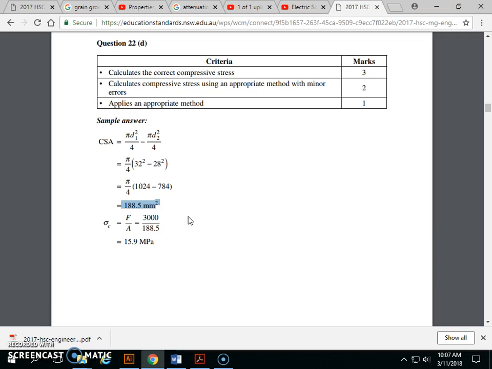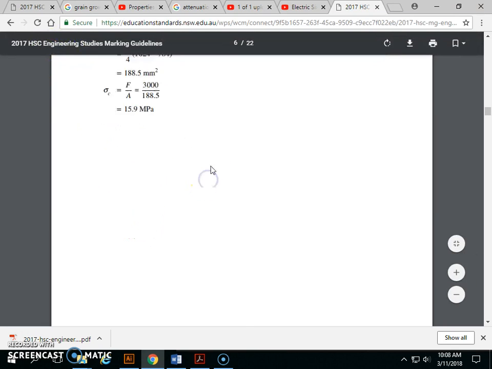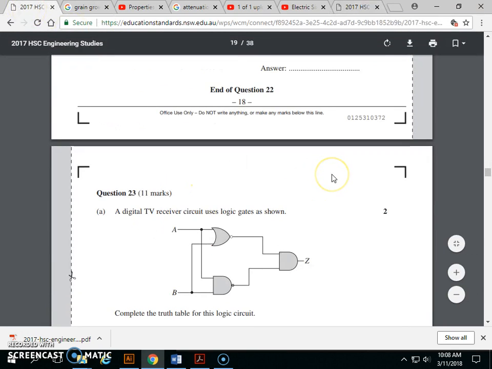188, and we just use our formula, 3,000, so we're using newtons, never kilonewtons, when you're doing force over area. Now, you'll notice that they're using different units, so they haven't converted that to meters squared. They've used millimeters squared, right? And if you use millimeters squared, we have the song, we go together like megapascals and millimeters squared. Okay, so moving on to the next question.